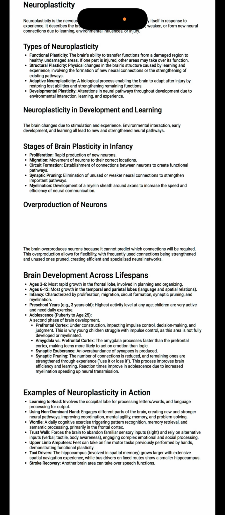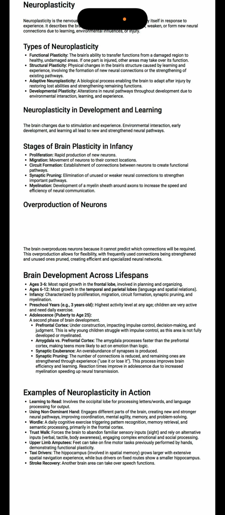Adolescence, puberty to age 25, a second phase of brain development. Prefrontal cortex, under construction, impacting impulse control, decision-making, and judgment. This is why young people struggle with impulse control, as this area is not fully developed or myelinated. Amygdala versus prefrontal cortex. The amygdala processes faster than the prefrontal cortex, making teens more likely to act on emotion than logic. Synaptic exuberance, an overabundance of synapses is produced.